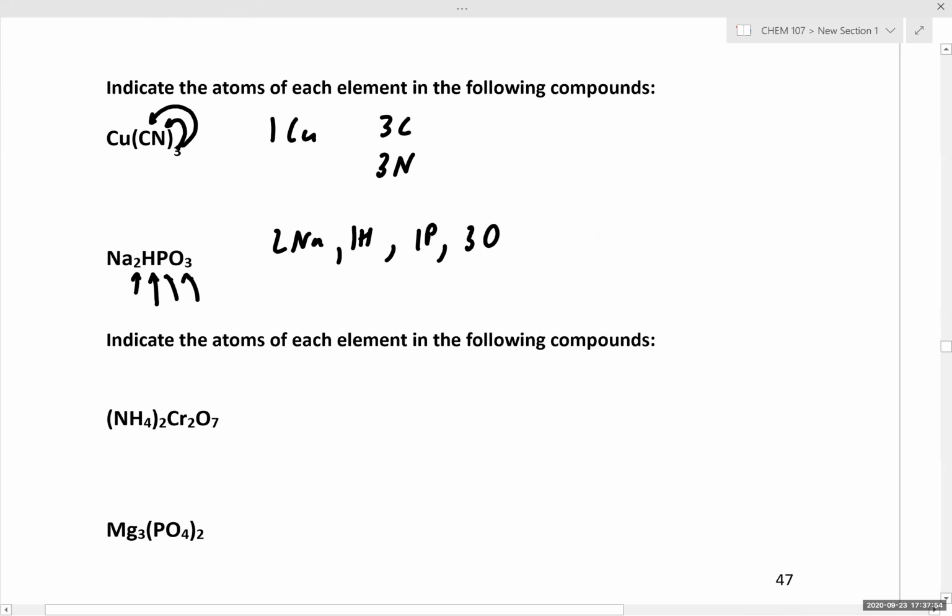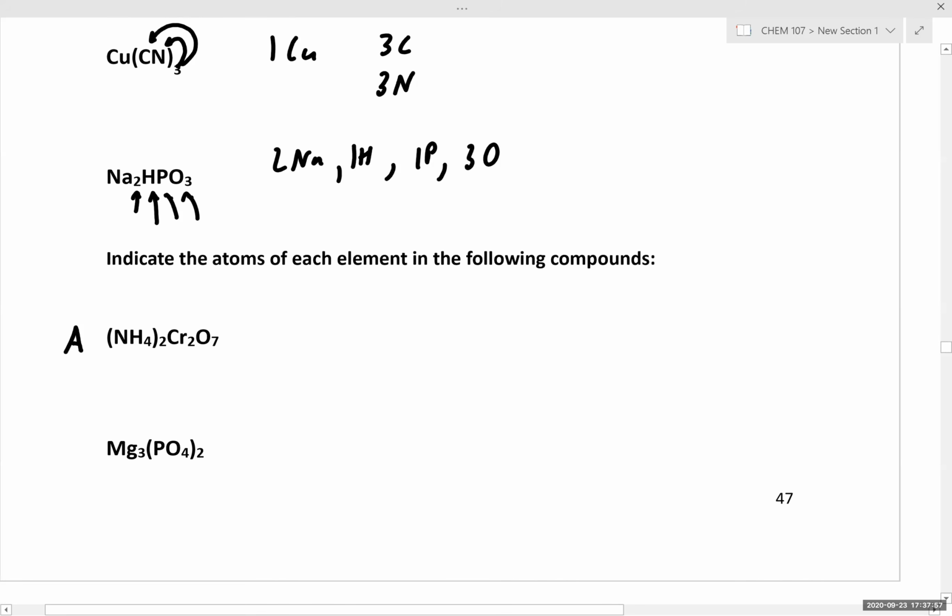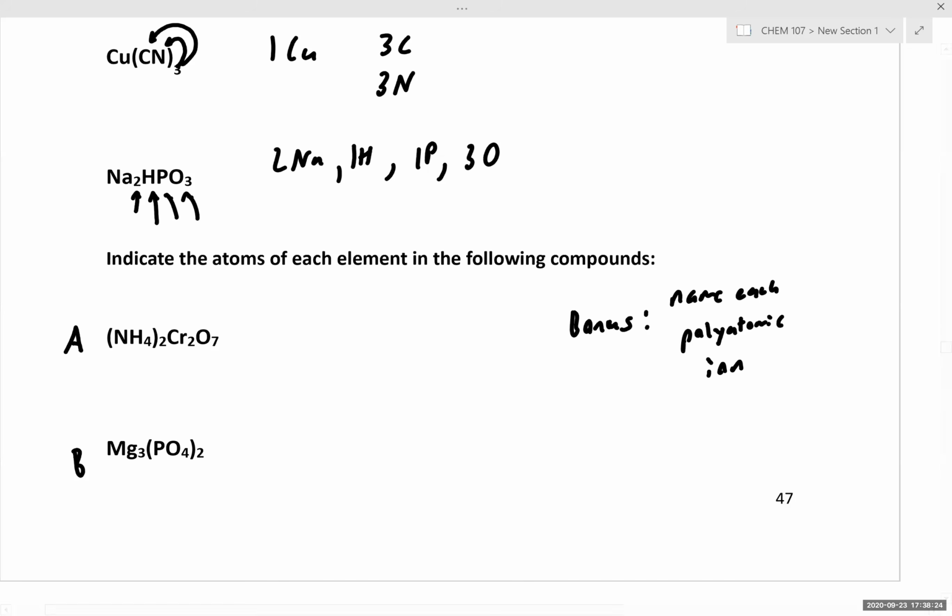Okay, so I'd like everyone to take a moment and look at example A and B, and I'd like you to indicate the atoms of each element in A or B. And as a bonus to this, if you want, you can try naming each polyatomic ion that you notice in each of these molecules. The bonus question is just in case you finish your atom count early, you can get used to recognizing and noticing common polyatomic ions in your formula.